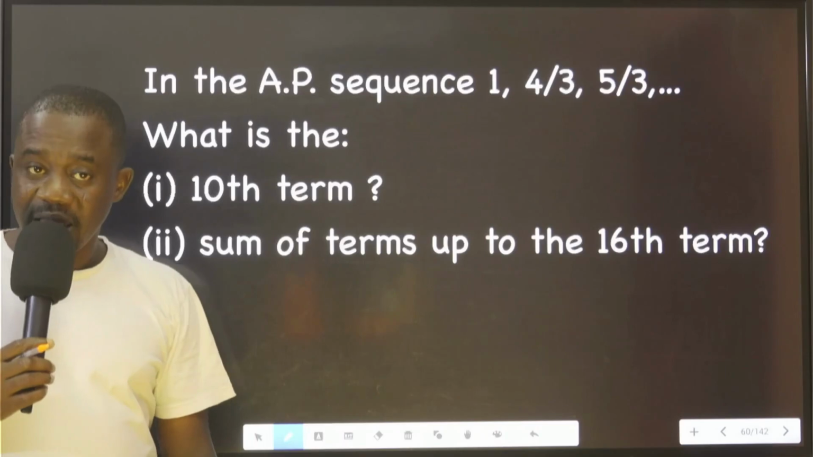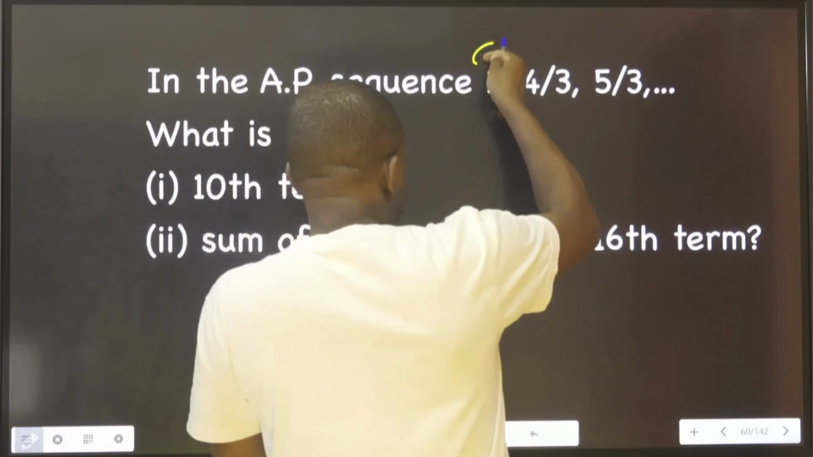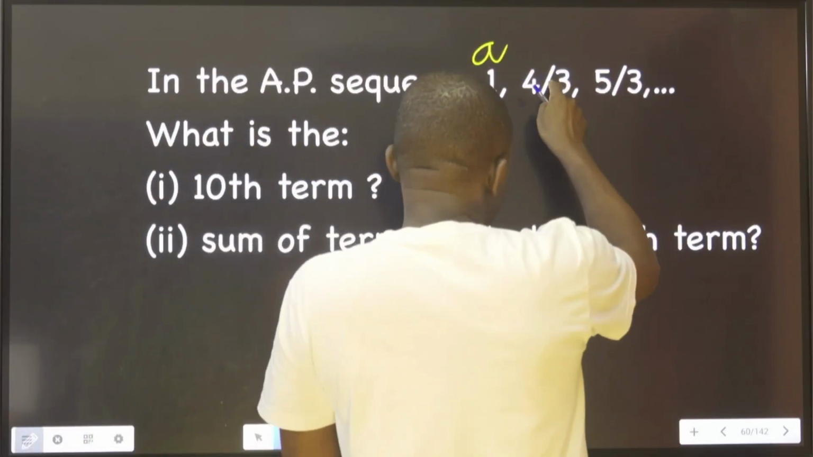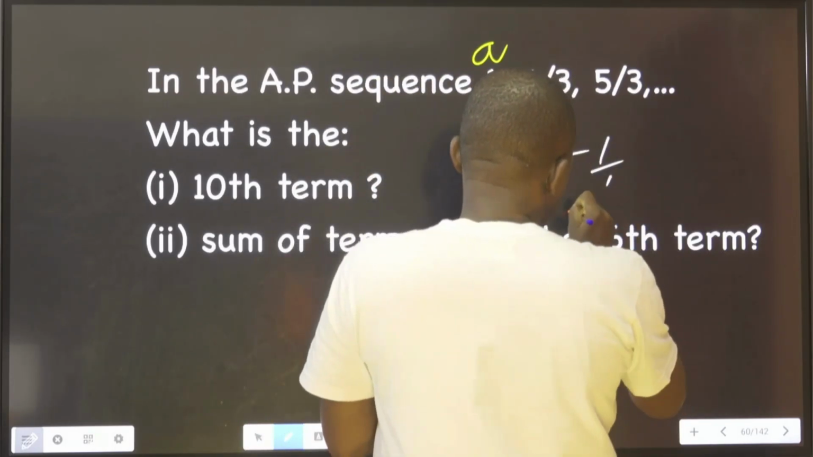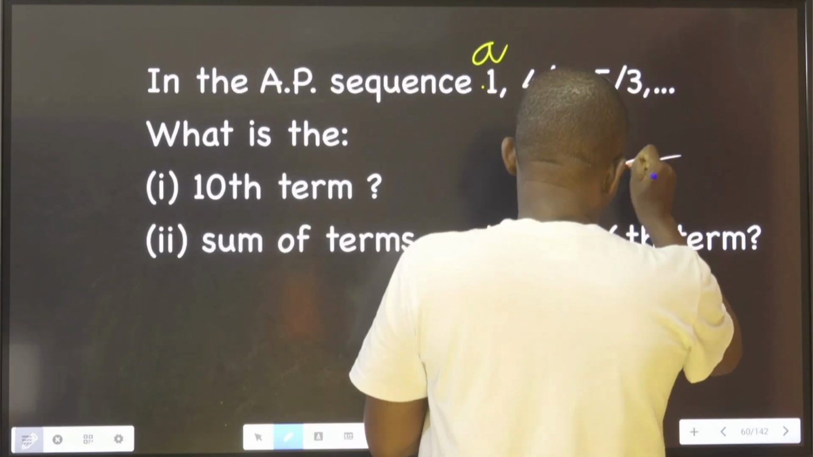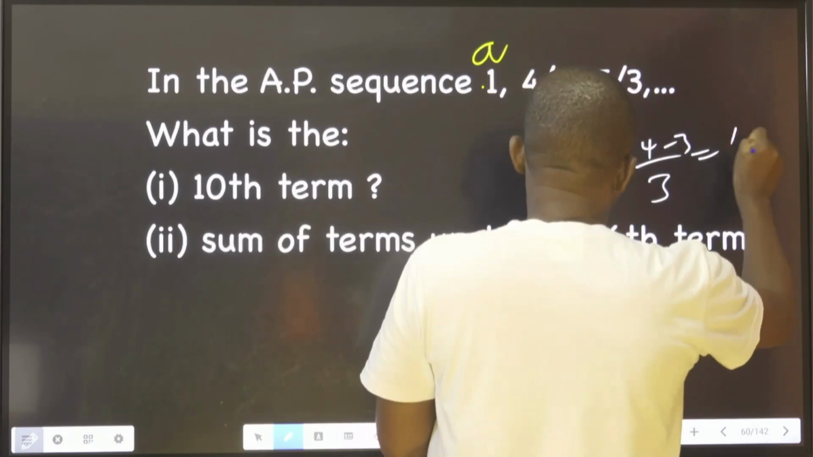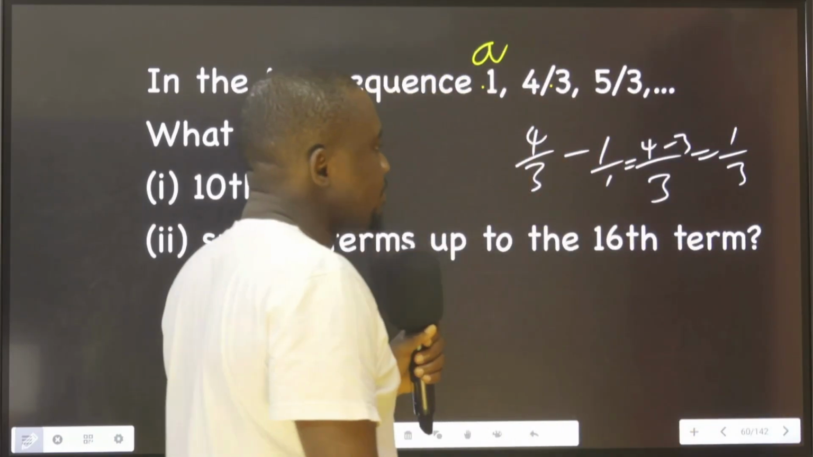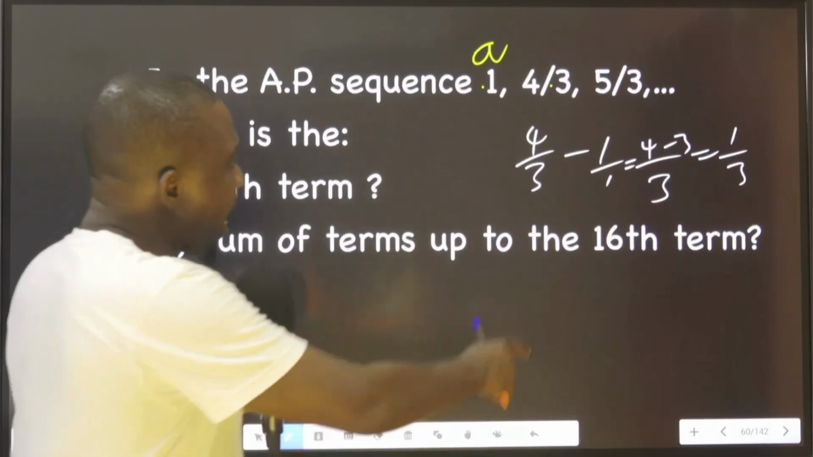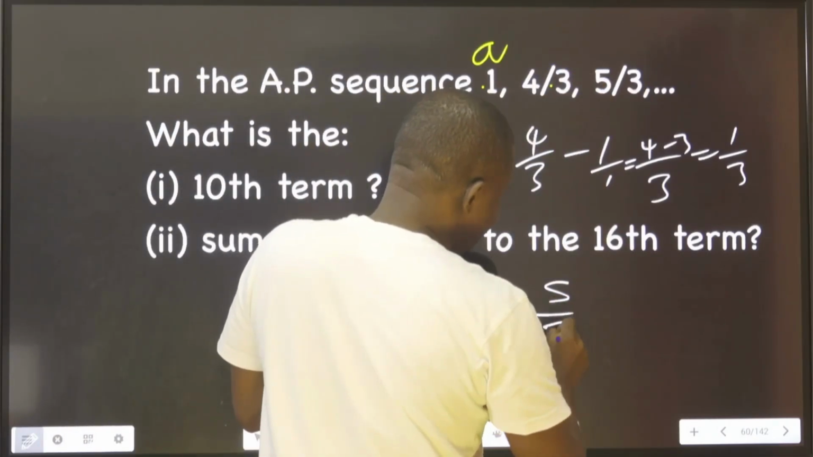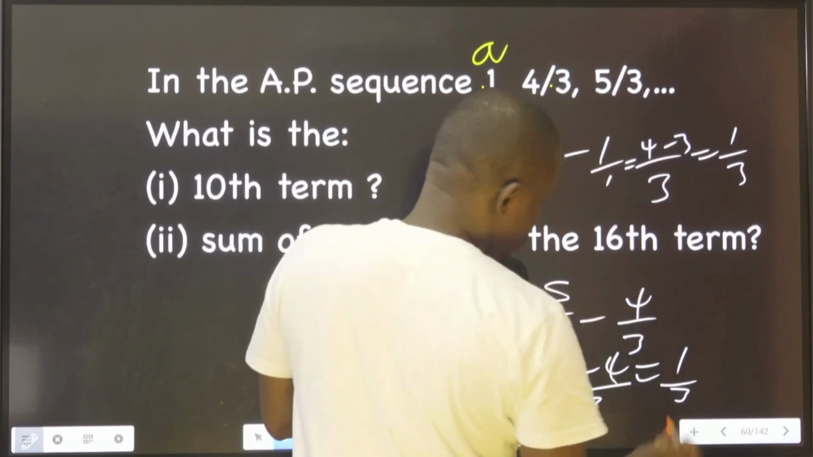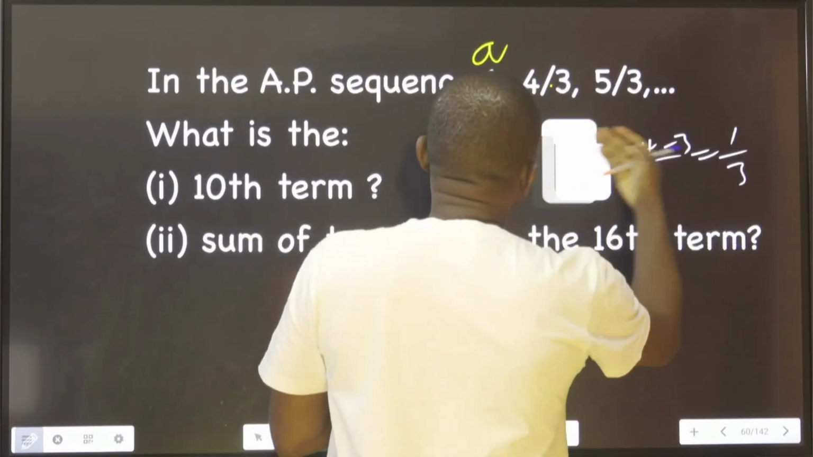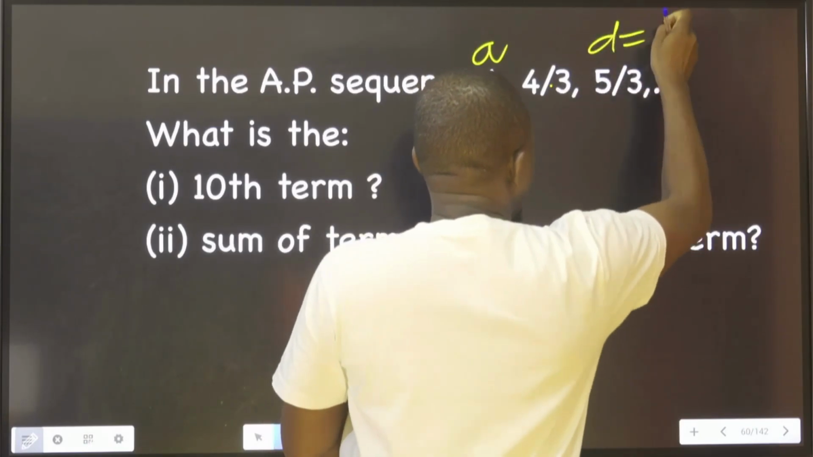Thank you for viewing. Let's look at this. This is the first term. The common difference is this minus this. That is 4 over 3 minus 1. You agree with me? Going to have 4 minus 3, which is 1 over 3. We can further confirm by saying 5 over 3 minus 4 over 3. So it's 1 over 3. So the common difference is 1 over 3.